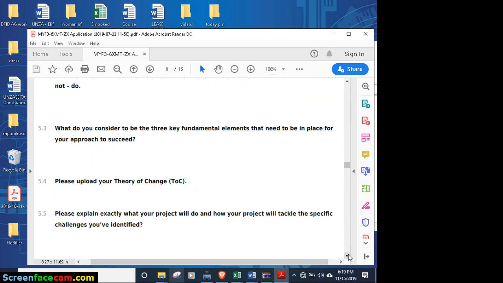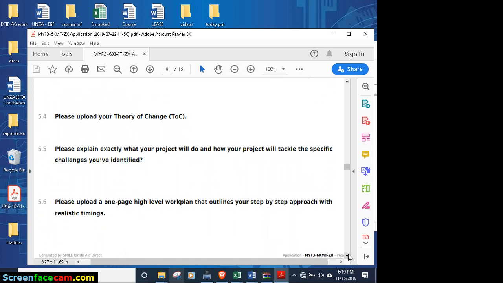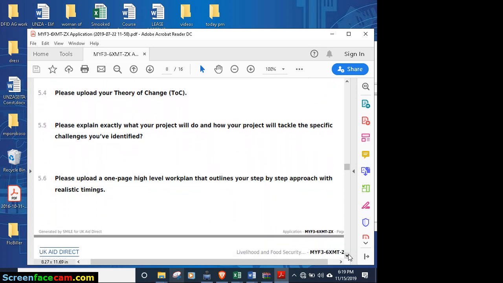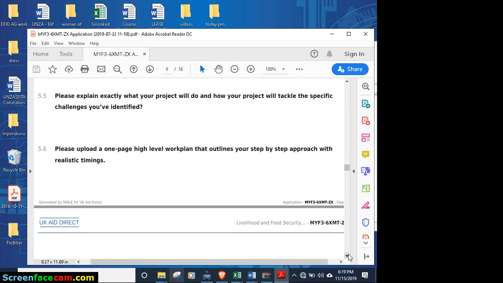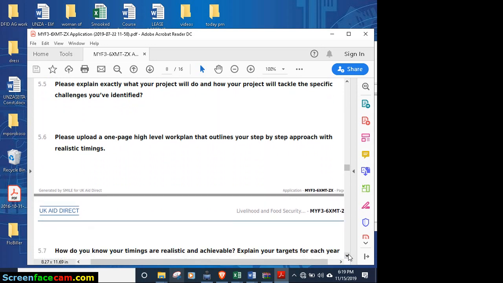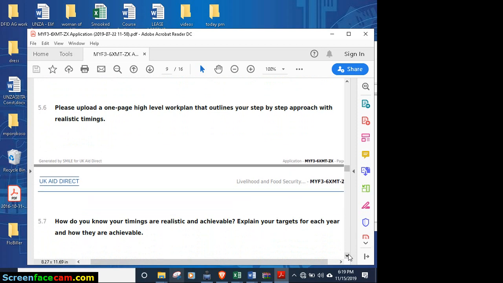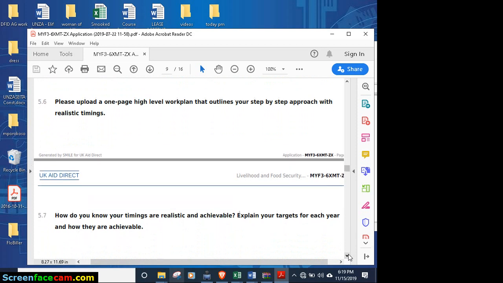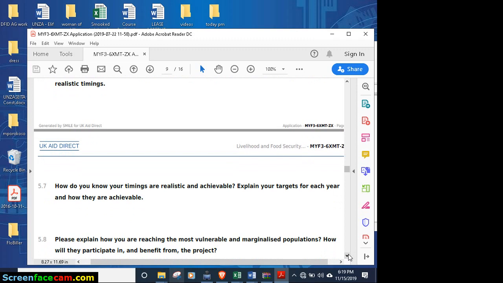Then they ask us, please upload your theory of change. Please explain exactly what your project will do and how your project will tackle the specific challenges you've identified. There's somewhere here where they even allow us to, I think, upload our Gantt chart. I'll show you the Gantt chart. Please upload a 1-page high-level work plan. There you go. That outlines your step-by-step approach with realistic timings. I'll show you their template.